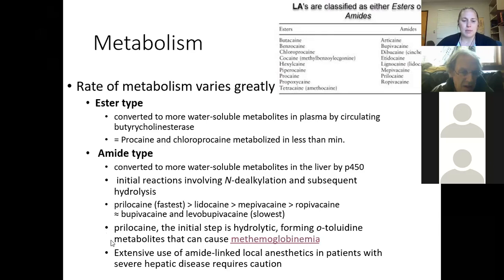Okay, metabolism, what other point? Yeah, extensive use of the amide-linked local anesthetics in patients with severe hepatic disease requires caution. Again, just take note of that when you're treating with the amide type of local anesthetics. It's interesting to note the two different metabolic pathways that take place here, and also the relative timelines for them.